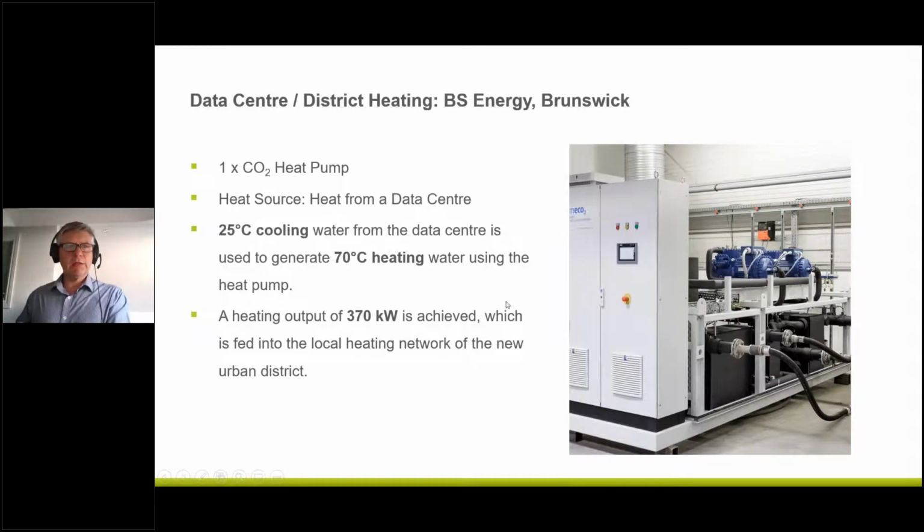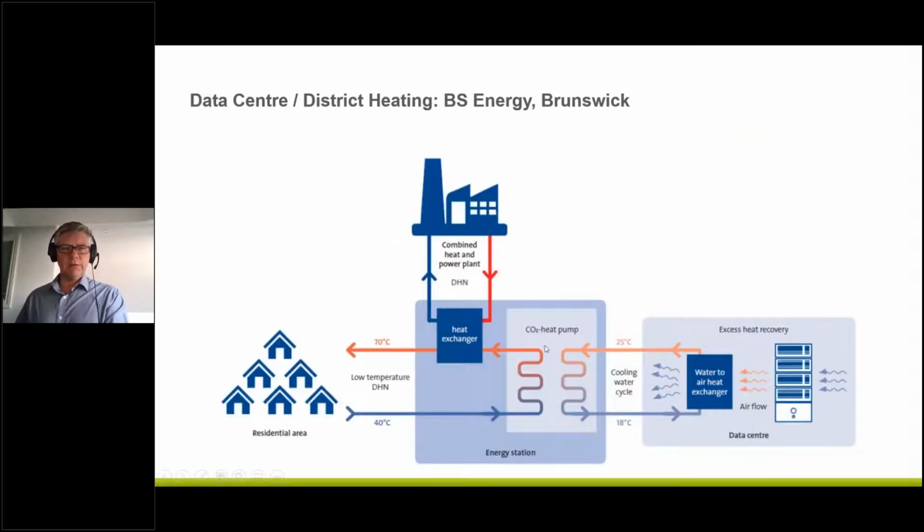This is a data center for district heating. Again, one heat pump, with 25 degree cooling water and used to 70 degrees heating, and its output is 370 kilowatts. This is just a very overview of the schematic. You've got the server room, again, they generate heat. Normally it's wasted. This heat is recovered by a heat exchanger. Goes into the heat pump, in at 25, out at 18 degrees. And this heat is upgraded, heating the return water coming in from this residential system, and going out at 70.